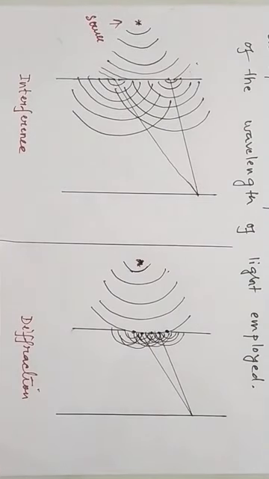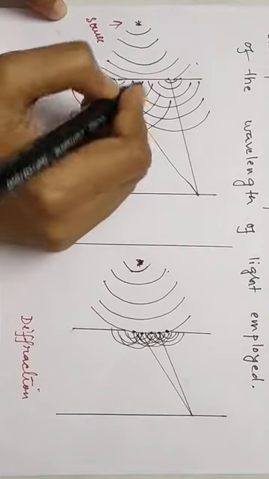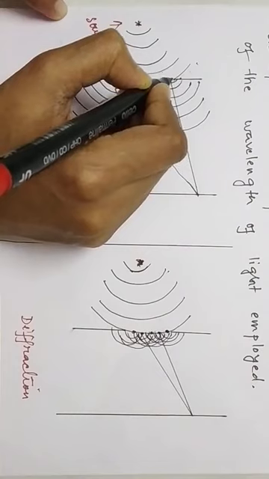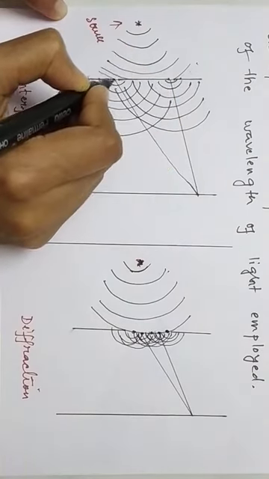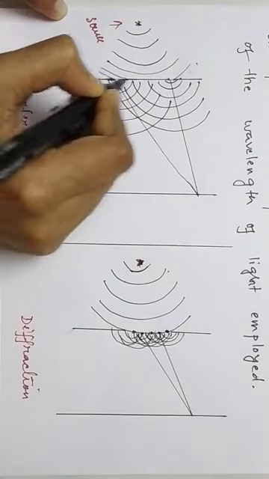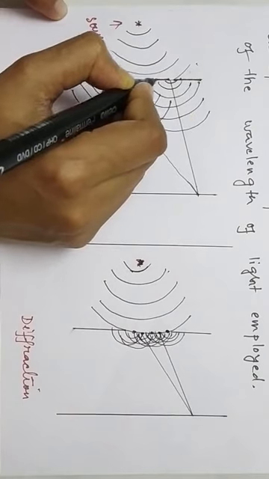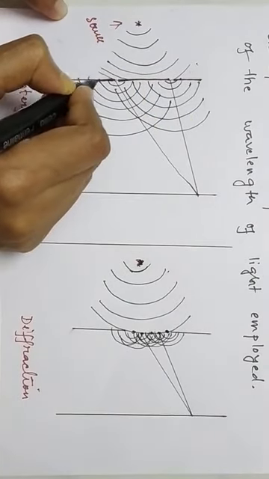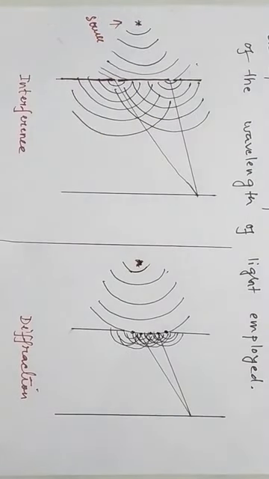Suppose we are using a point source, so the wavefronts will be spherical. There are two slits, one over here and another over here. Generally we have to produce two coherent sources, like in Young's double slit experiment, where we use two identical narrow slits.